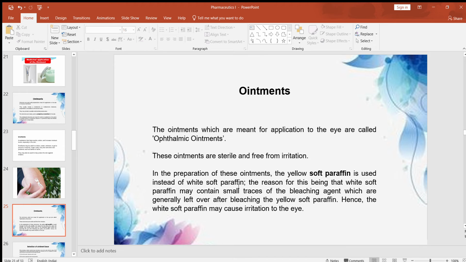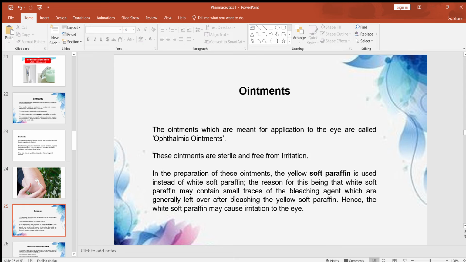But in the case of ophthalmic preparation, we have to be very careful, because the process where we convert yellow soft paraffin to white soft paraffin is attained with the help of a bleaching agent. So we add bleaching agent to this yellow soft paraffin, and then we process the formulation, and then we get the white soft paraffin. When we do this bleaching process, traces of the bleaching agent may remain in the white soft paraffin. Your formulation gets white in appearance, but your paraffin may contain traces of bleaching agent.